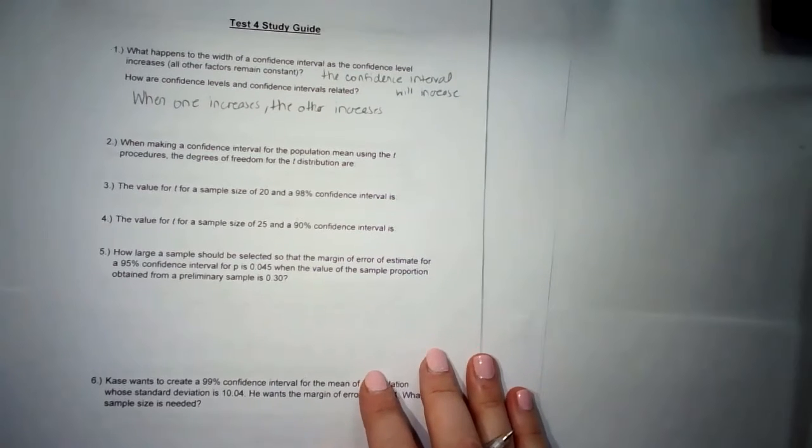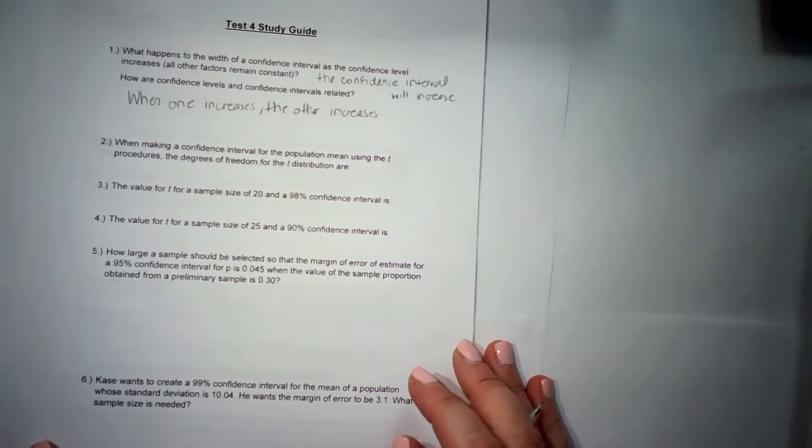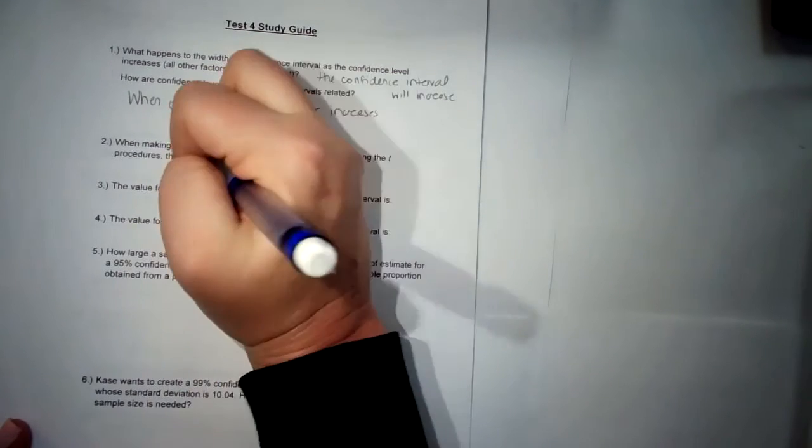All right, number 2. When you're making a confidence interval for the population mean using the T procedures, the degrees of freedom for the T distribution are what? How do you get degrees of freedom? What's your formula?